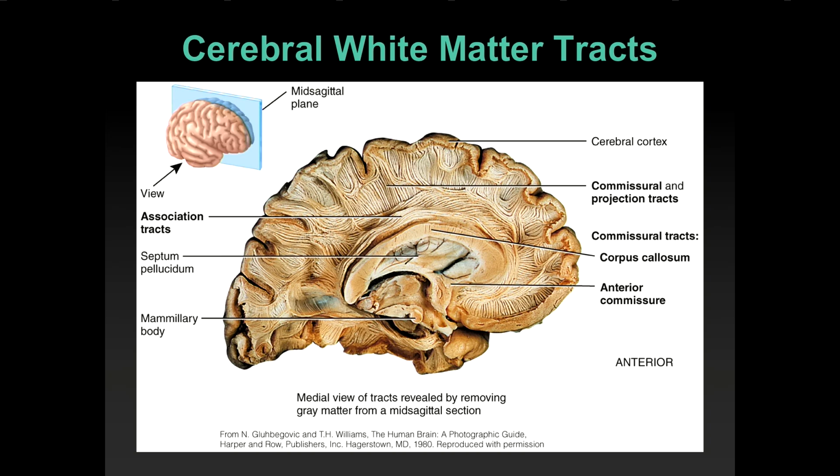So the white matter tracts. What I want to get across in this slide are the connections between areas in the cortex. There's three kinds of connections. Three main kinds of connections. One we're going to call association tracts, which convey signals between areas on the same side of the brain, within the same hemisphere.